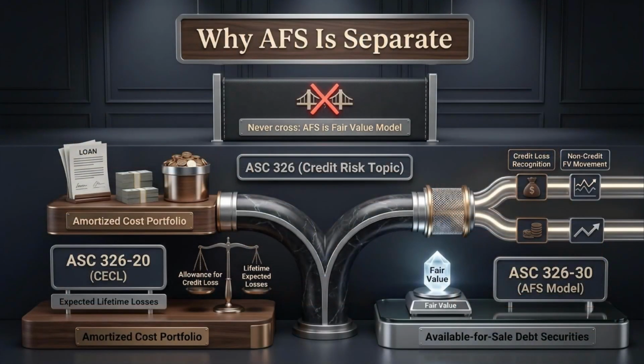Available for sale debt securities are separate because they are measured at fair value, not amortized cost. ASC 326-20 applies to amortized cost instruments, including loans, receivables, and held to maturity debt securities. ASC 326-30 applies specifically to available for sale debt securities. The same broad topic is credit risk, but the measurement route is different. A helpful memory line is this: same credit risk family, different accounting address. Sending AFS securities to the wrong address is how the accounting mail gets lost.